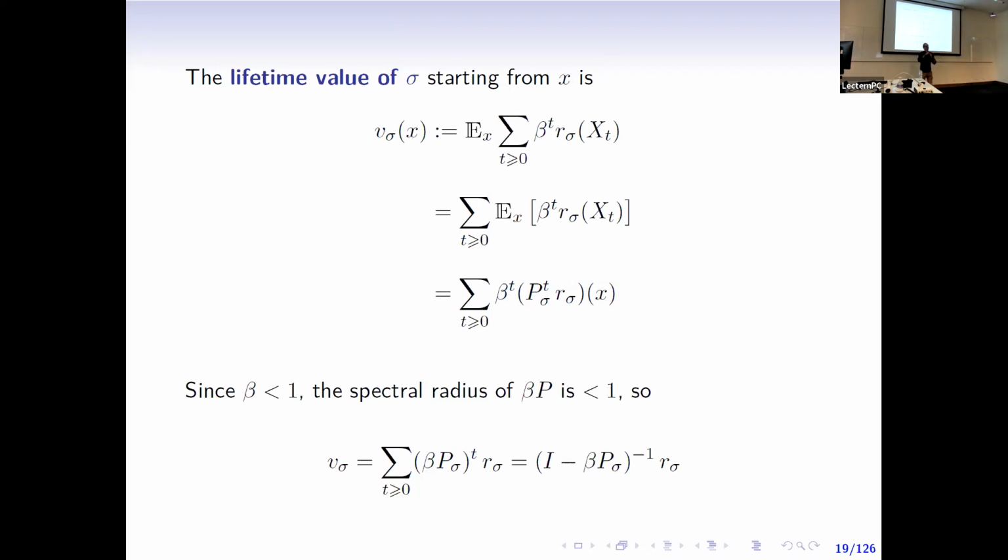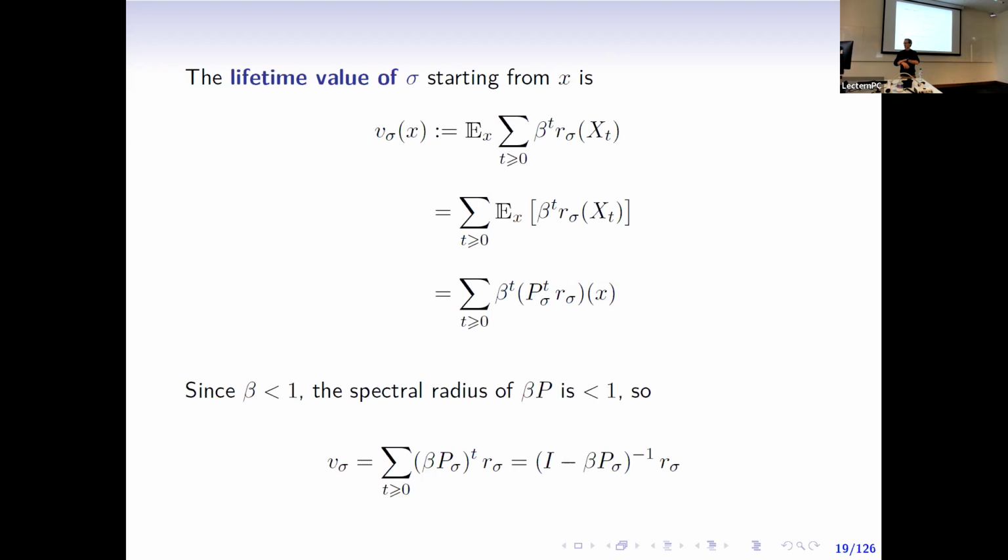Anyway, if you're struggling with this equality here, it's just saying that you can think of this as a matrix, and this geometric sum of the powers of the matrix, under weak conditions that are satisfied here, is equal to the inverse of the identity minus this matrix. That's the standard result. That's all that means.